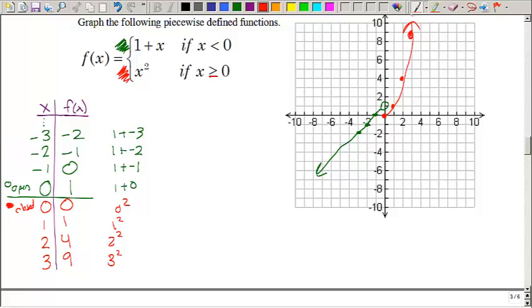Is this still a function? Well, yes, even if you pass your vertical line here at 0, you're only really at 1 point at a time. Your green values come up here closer and closer and closer to 1, but then they hop immediately down to 0, and then they continue on. So this is still a function. It still passes the vertical line test.